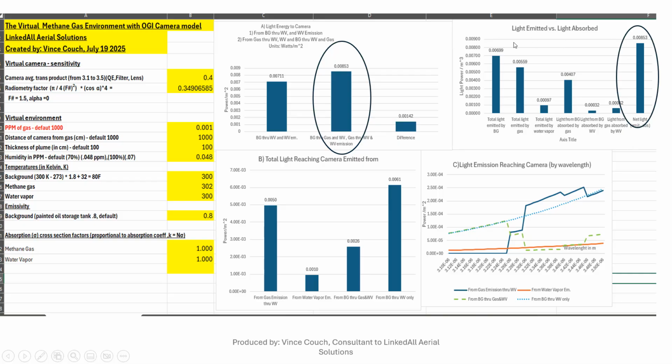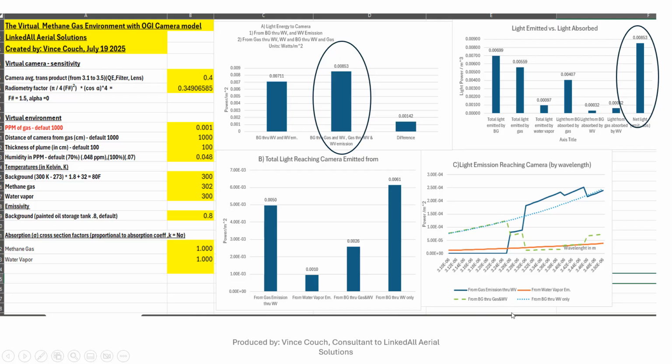Then I've got something called sources and uses, where the light came from and where it went. And here's the net, and that actually ties to this, the light that actually made it through the gas and the water vapor. So this is equal to this. Okay, this is a chart we saw previously. Here is by wavelength. These are just totals. This is by wavelengths. This is pretty interesting.